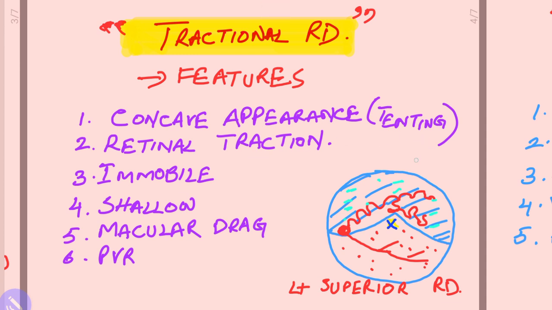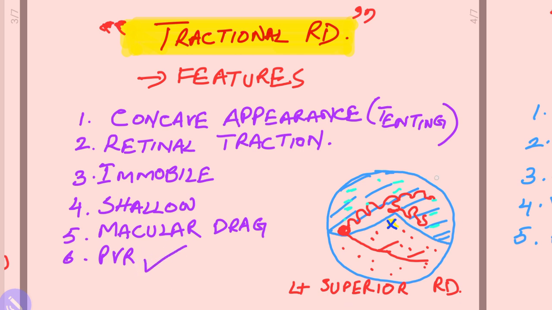The next type is called tractional retinal detachment, which has a concave appearance, with tenting visible. It is mostly present in diabetic patients or in proliferative vitreoretinopathy patients. It can be due to retinal traction. It is usually an immobile and shallow retinal detachment, with macular drag. The macula is pulled away from the site of its attachment. PVR is also very important in tractional retinal detachment. It tells us about the prognosis.